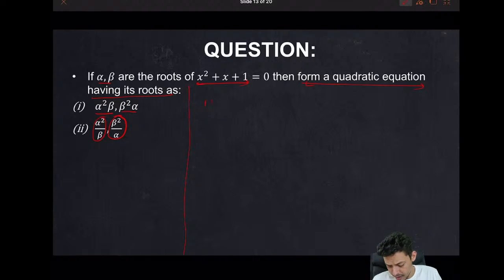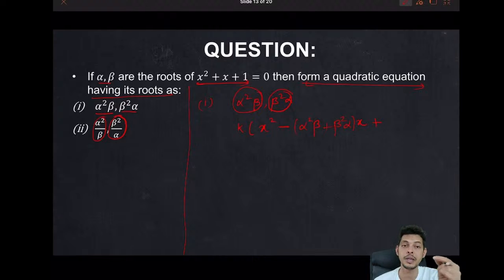Any quadratic having roots as alpha square beta, beta square alpha, how can we write it? That can simply be written as k times x square minus sum of the roots. In this case you want the roots to be these two numbers, alpha square beta and beta square alpha. So I will write the sum of these two numbers, alpha square beta plus beta square alpha, times x, plus the product of roots. The product of roots here will be alpha square beta into beta square alpha, which becomes alpha cube beta cube, equal to 0.